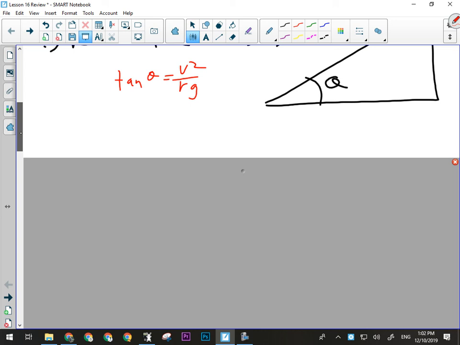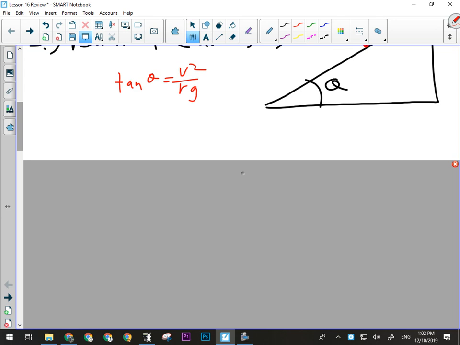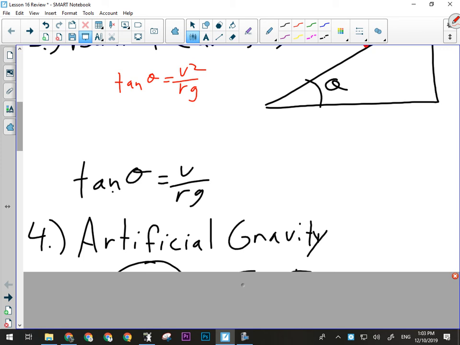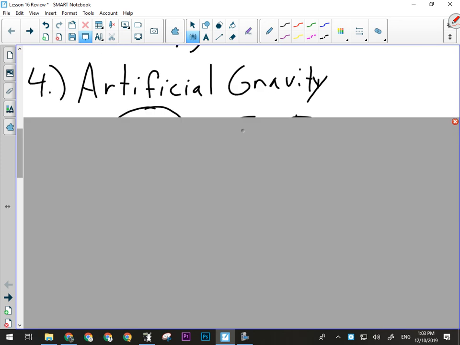All right, questions on bank curves? Okay. Then we talked about artificial gravity. How do you generate artificial gravity? Spin. You make a drum spin, or you make a cylinder spin and you're on the inside of it.